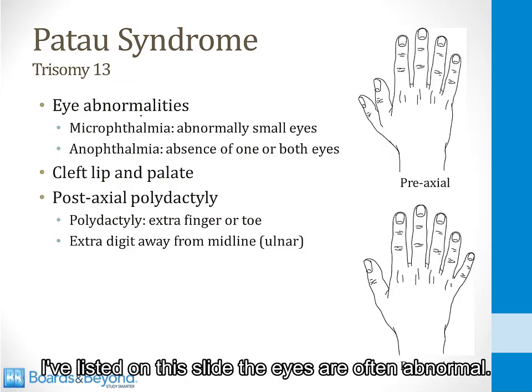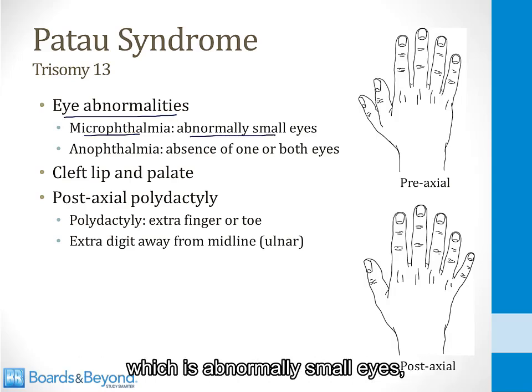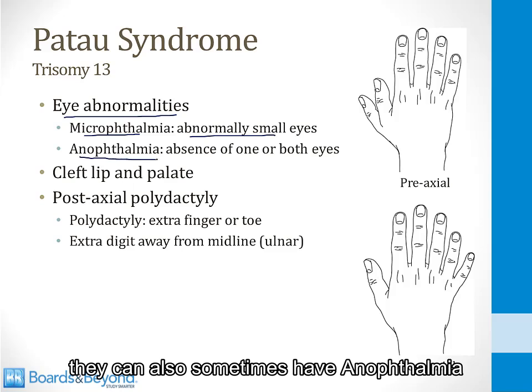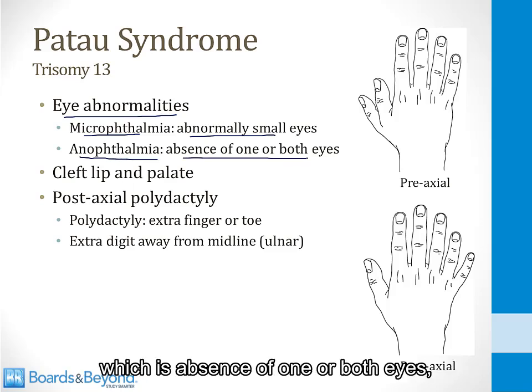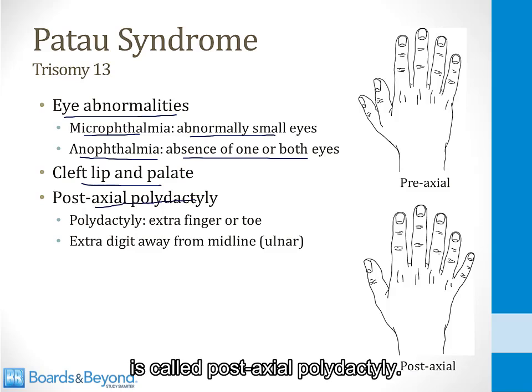Some of the key features I've listed on this slide: the eyes are often abnormal. These babies can have microphthalmia, which is abnormally small eyes. They can also sometimes have anophthalmia, which is absence of one or both eyes. They often have a cleft lip or palate, and another characteristic finding is called post-axial polydactylity.